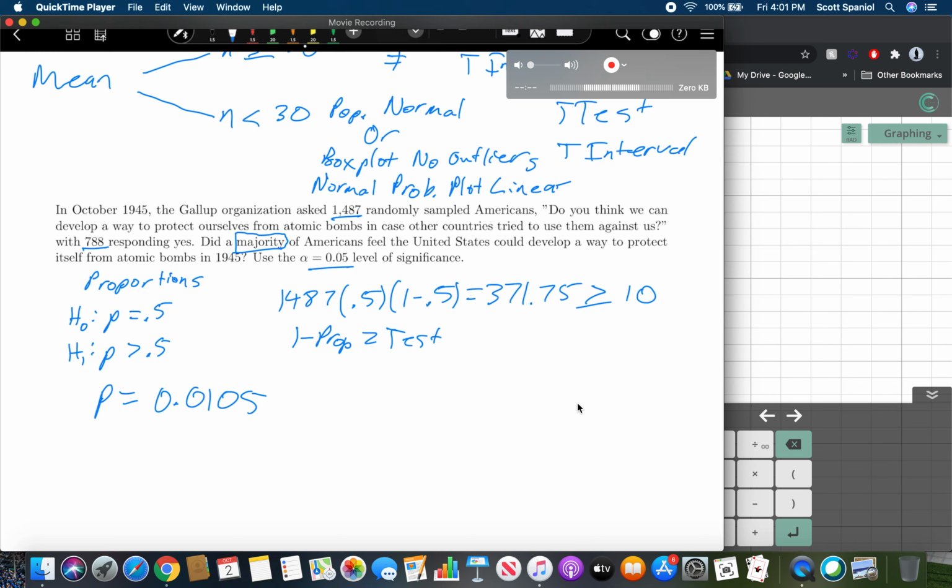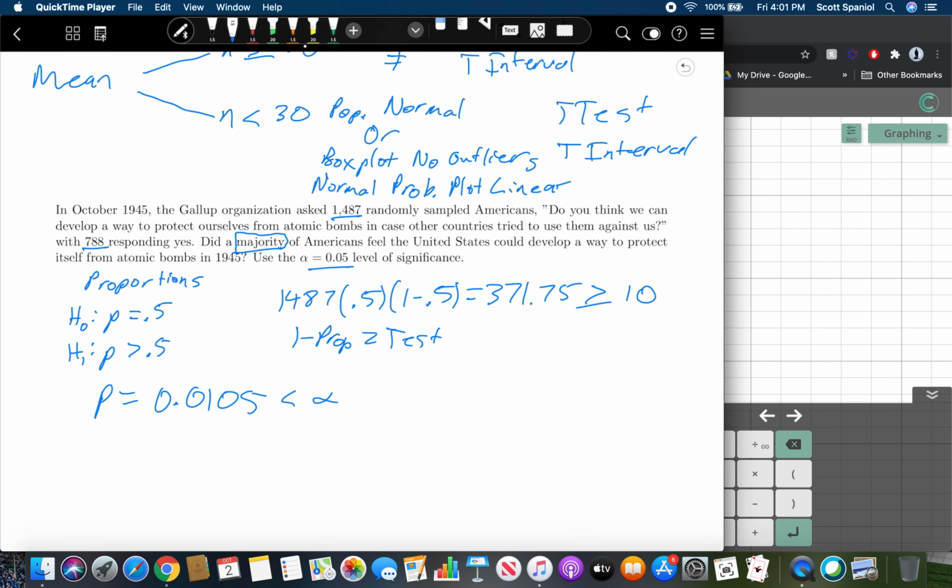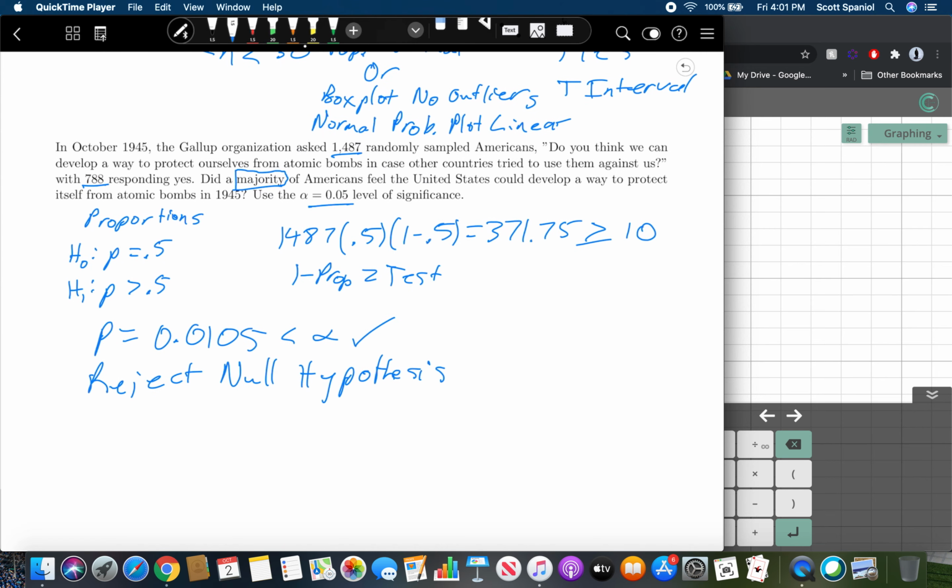So now the question is, is that less than alpha? And in this case, it is, right? 0.0105 is less than 0.05. And so that means we can reject the null hypothesis, and we can write a statement concluding that the alternative hypothesis is most likely true.